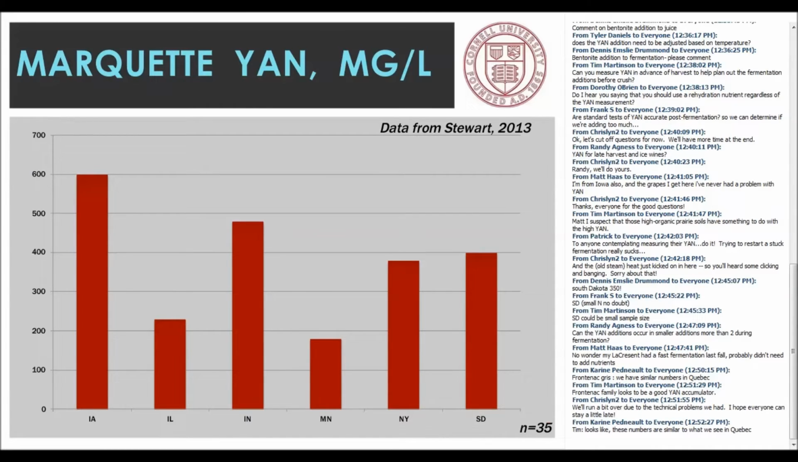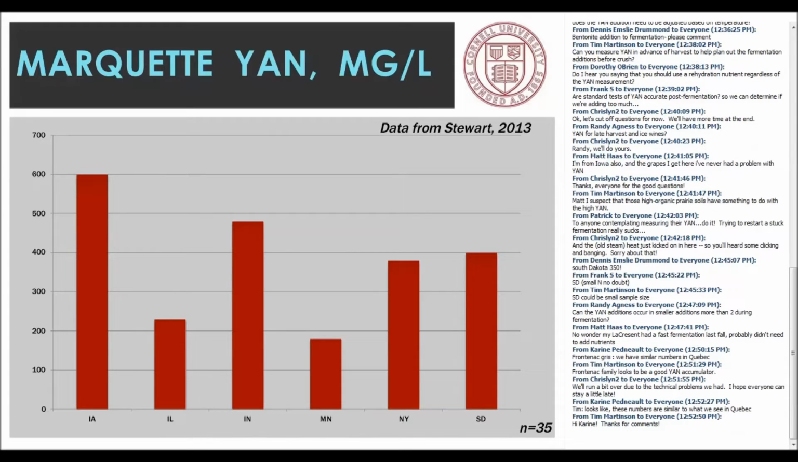All right, if we move on to Marquette, again, this is Amanda Stewart's data from across the Midwest, left to right across the bottom, Iowa, Illinois, Indiana, Minnesota, New York, and South Dakota. Again, a range from as low as under 200 for Minnesota to up to 600 for Iowa. And remember that this is going to vary by site as well as by state, but there was significant difference in these by state. So that's quite a range.